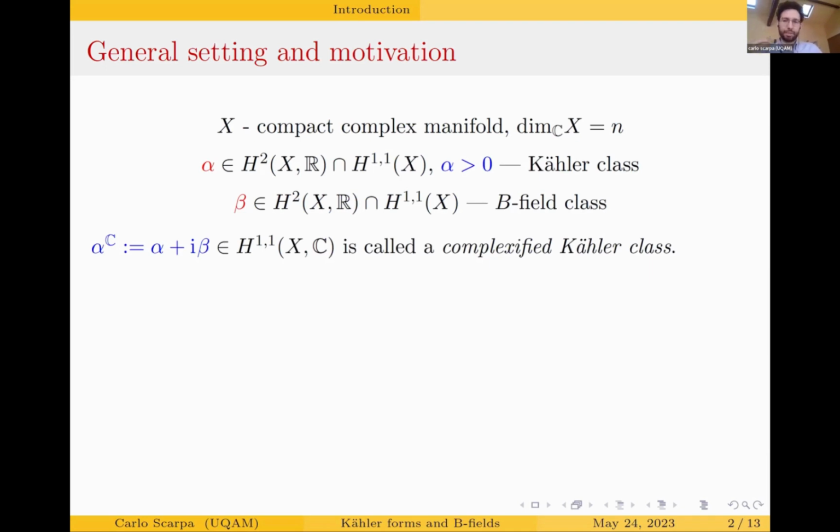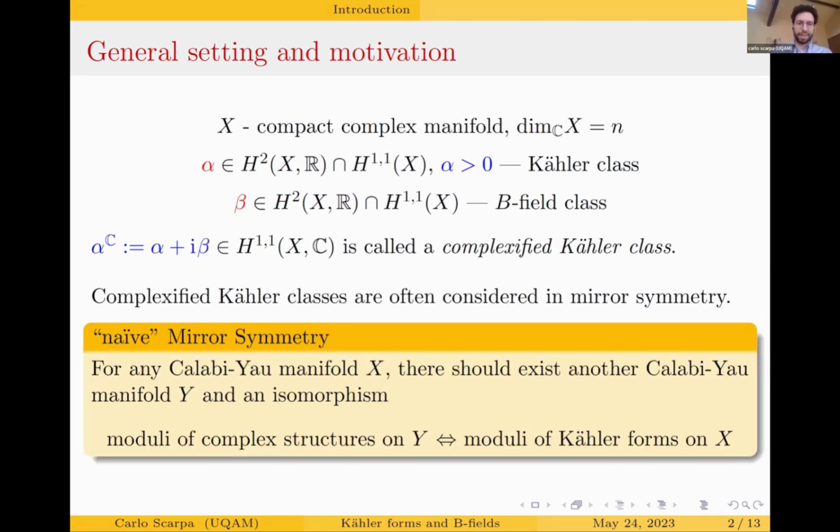And so morally, the object I'm really interested in, rather than being alpha and beta, is more or less the complex combination in this way. But we still think about it as a pair of a Kähler class and some other cohomology class. So alpha plus I times beta, sometimes we will call this a complexified Kähler class. So it's a 1-1 class with complex coefficients. And where do these things come from? Well, they most often appear in problems related to mirror symmetry.